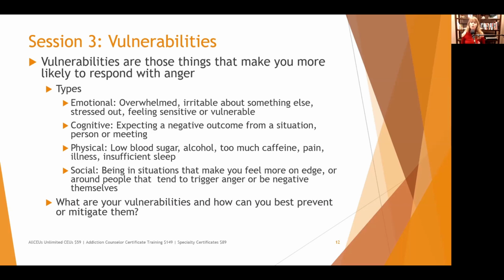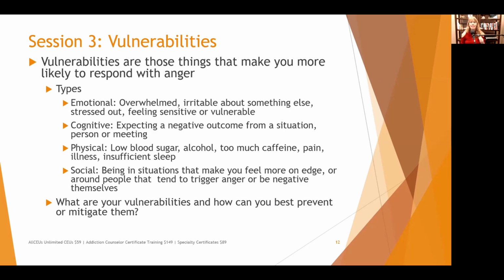Physically, when you have low blood sugar, when you're under the influence of alcohol, you've had too much caffeine, when you're in pain, when you're sick, or you haven't had quality sleep, all of these things cause that HPA axis to rev up, which can dump glutamate and norepinephrine, increase your agitation, which can make you more likely to react more strongly with anger. And socially, being in situations that make you feel more on edge or around people that tend to trigger anger or be negative themselves.